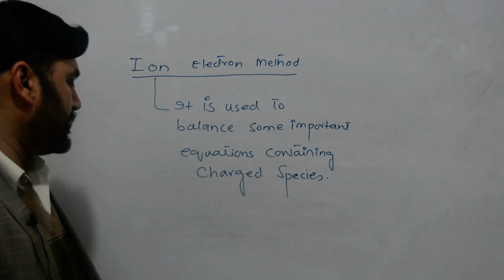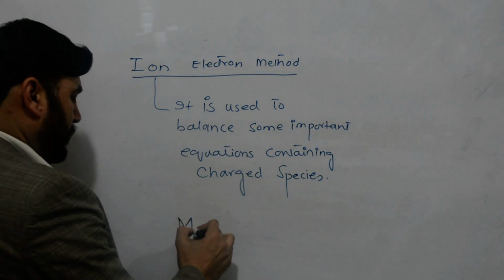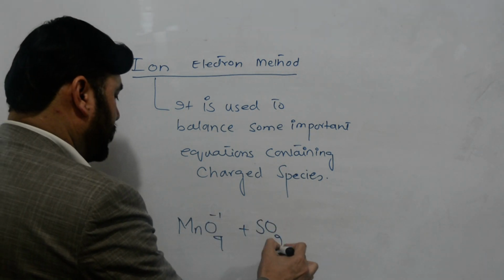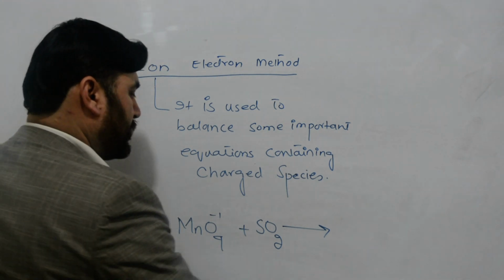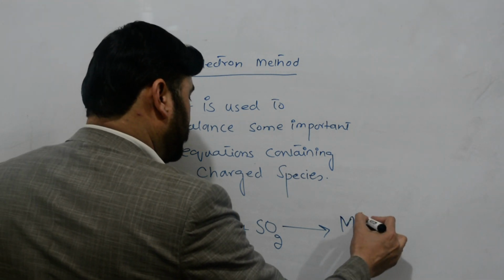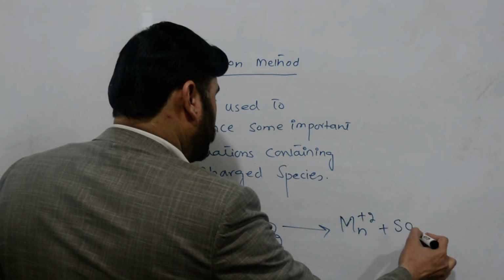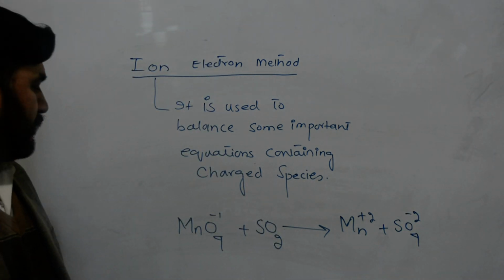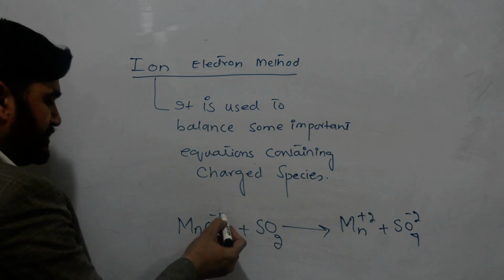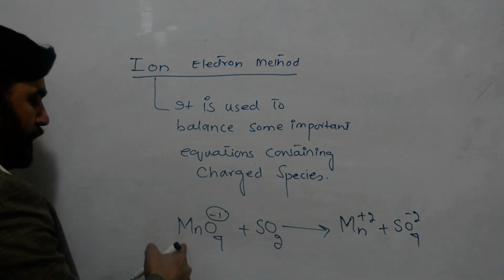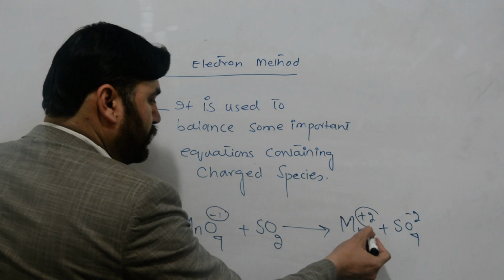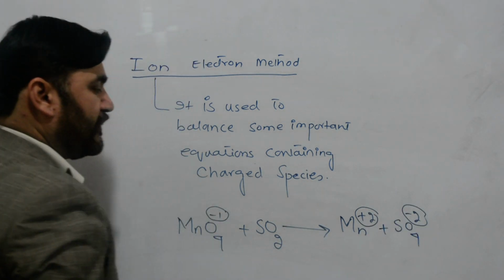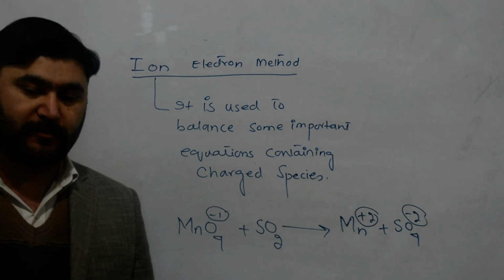Suppose there is one equation: MnO4 minus 1 plus sulfur dioxide goes to form Mn plus 2 and SO4 minus 2. This is an equation in which you can see different charges: minus 1 on MnO4, plus 2 on manganese and minus 2 on sulfate. So how to balance this equation?